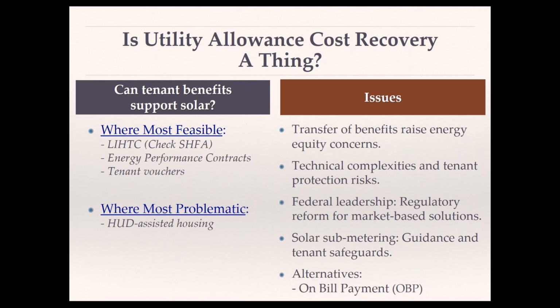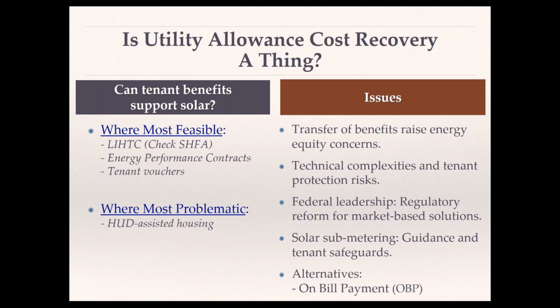The question for me is, is utility allowance really a thing, and something that can be relied on in the context of these transactions? And I think the evidence is a bit mixed, and it's easier said than done. For LIHTC, for energy performance contracts, which is public housing, tenant vouchers, I think that there are some clear pathways for feasibility. Where it becomes more problematic is for multifamily HUD-assisted properties, which is project-based rental assistance.